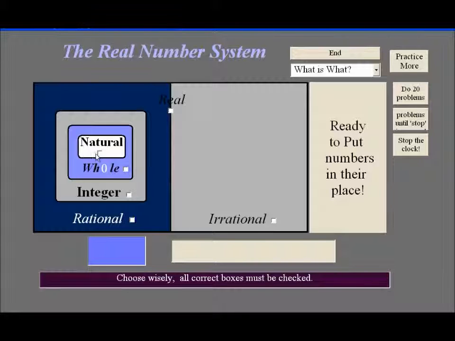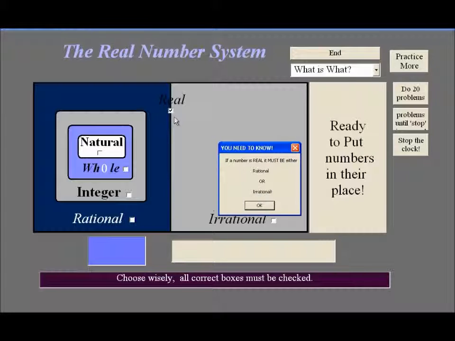Now, when I made this program, I did a lot of work just trying to get these boxes to respond properly. I made it so that when you check natural, everything else that's automatic is checked as well. Watch, I'll check the natural, and I get natural, whole, integer, rational, real. When I click integer, an integer doesn't necessarily have to be whole or natural, but it does have to be rational and real. Irrational, it has to be real, but it's not any of these. See how when you click them, just the ones that they must be are checked.